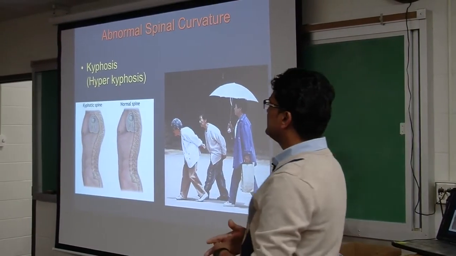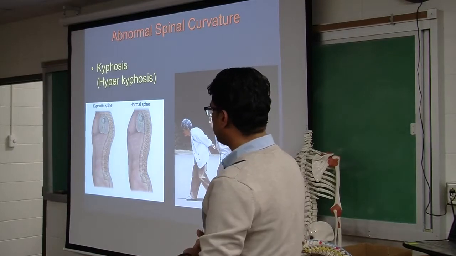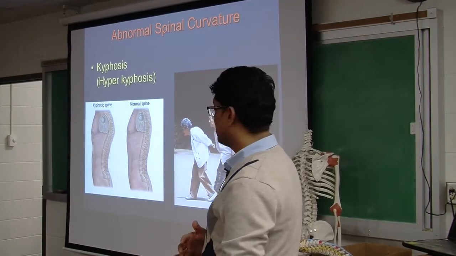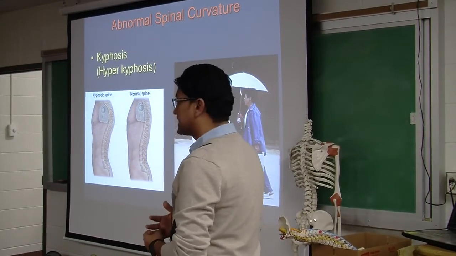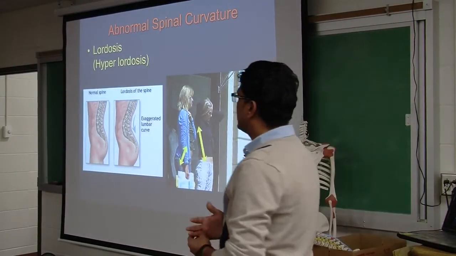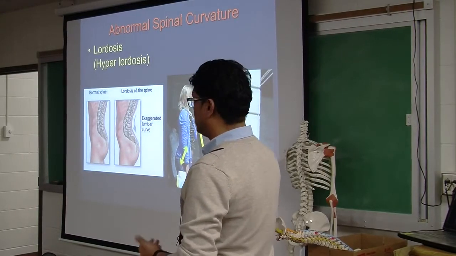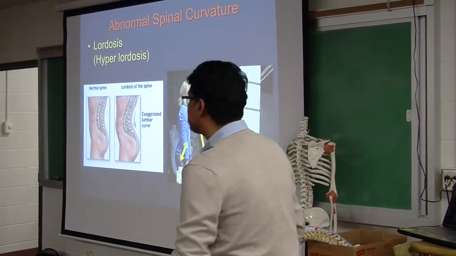Sometimes there are abnormalities in the case of kyphosis. In the case of old people, you can see exaggerated kyphosis in the thoracic region. You can see the humpback, that is hyper thoracic kyphosis. Likewise, sometimes you can see exaggerated lordosis in the lumbar region. So this is a kind of abnormality in the spine curvatures.